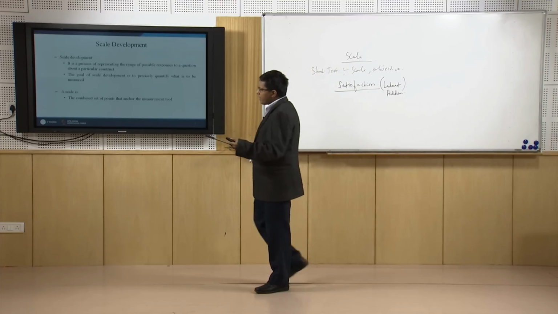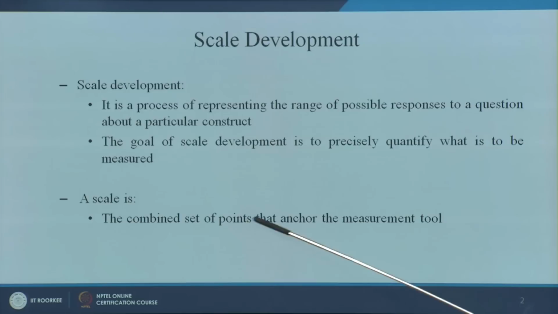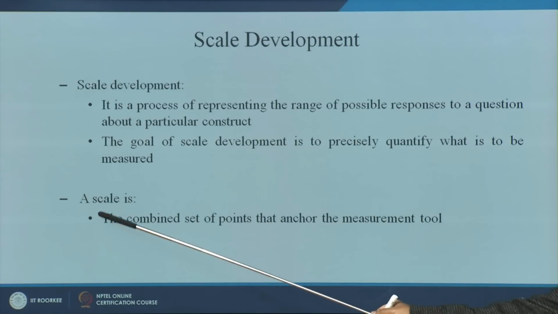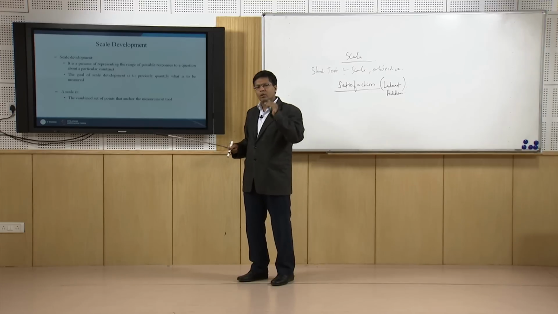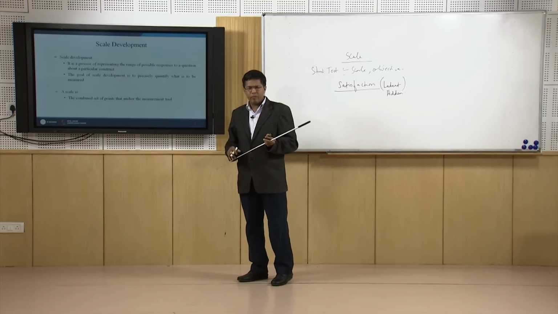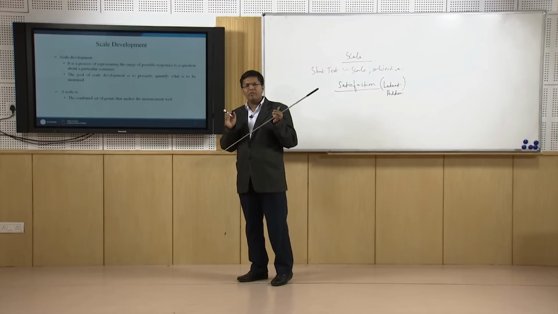What it is saying is, a scale is a combined set of points that anchor the measurement tool. Now, this is something similar to what you do in basic pure research. To calculate weight you need kg. So, kg is one standard unit. Similarly, we need a set of points that can anchor the measurement tool or that can validate the tool and say okay, well, this is something that can be used repeatedly again and again. So, it has been validated basically.